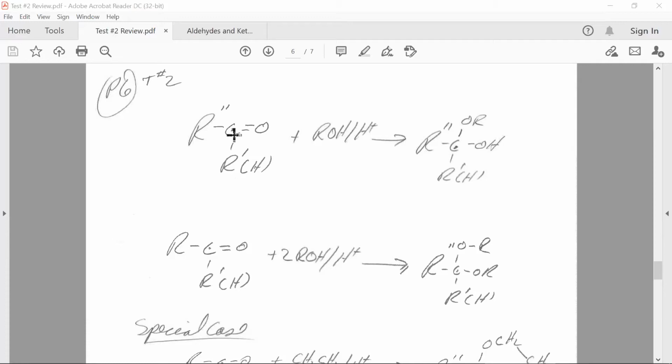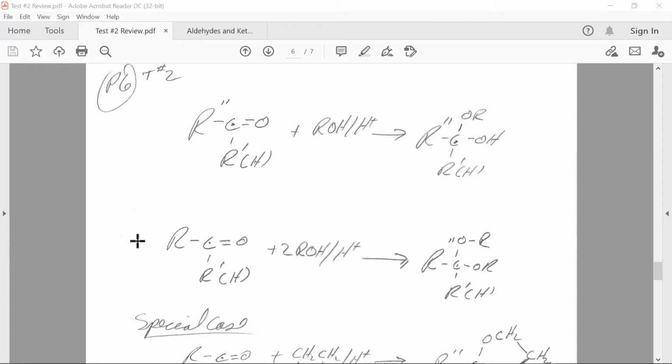Keep your eye on the carbonyl carbon, what's attached to it. R prime or hydrogen, R double prime is still there. You have a hydroxy group, oxygen, R from the alcohol. This is a hemiacetal or a hemiketal, which I won't ask you, but we'll learn later in the semester. If this doesn't form, no carbohydrates like starches.